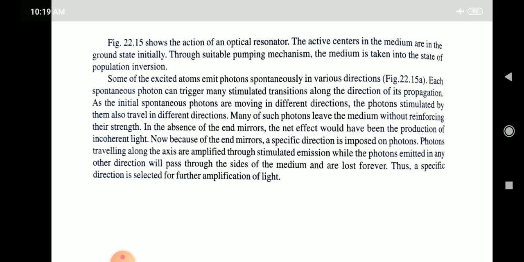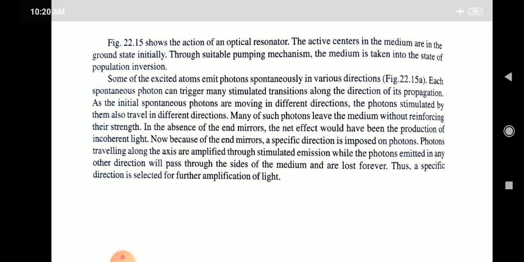The figure shows the action of the optical resonator. The active centers in the medium are in the ground state initially. Through a suitable pumping mechanism, the medium is taken into the state of population inversion. Some of the excited atoms emit photons spontaneously in various directions. Each spontaneous photon can trigger many stimulated transitions along its direction of propagation.